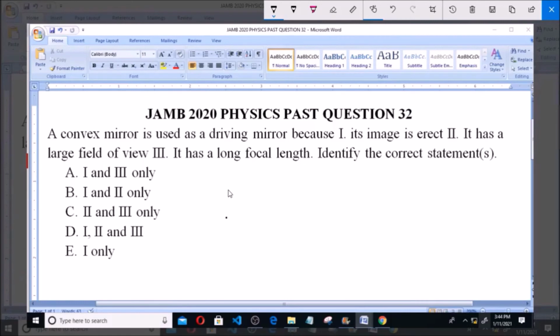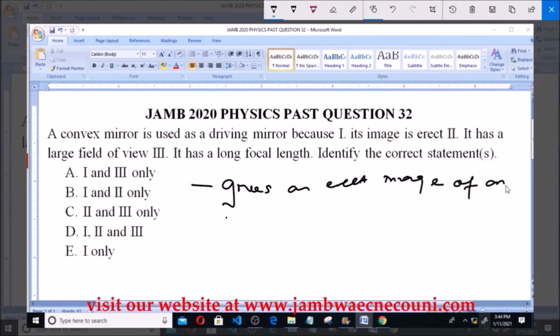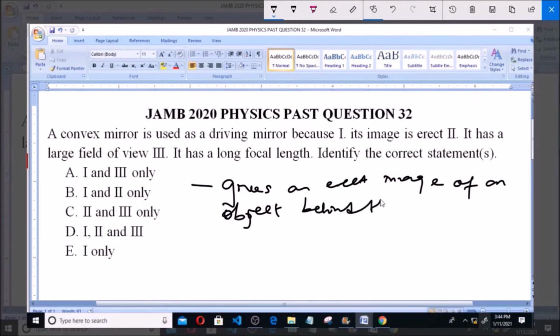A convex mirror is used as a driving mirror because of the following reasons. Number one, it gives an erect image of an object behind the driver. So it enables the driver to see objects behind him, and it gives these objects as erect images.